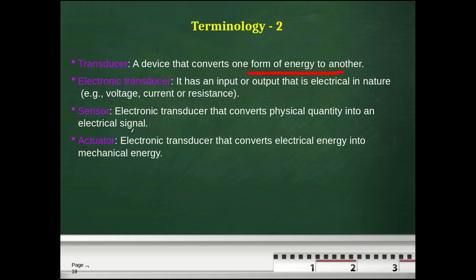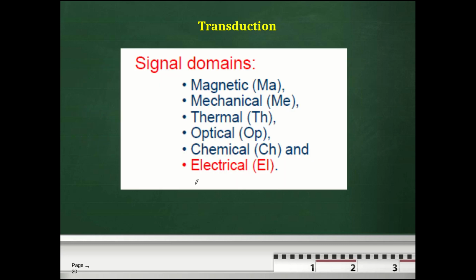So I see it on the screen. Actuator is the other side, the inverse of a sensor. It converts a signal in electrical energy to mechanical energy, giving for example a motor. Now signal domain. What is a signal? What can I measure, introduce, or convert from electrical energy? Magnetic energy, mechanical, thermal, optical, chemical.